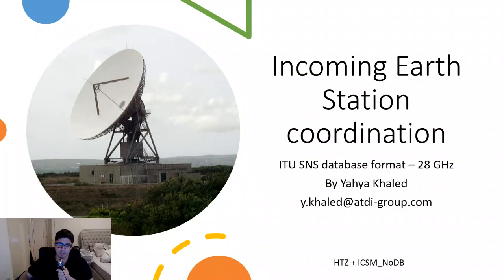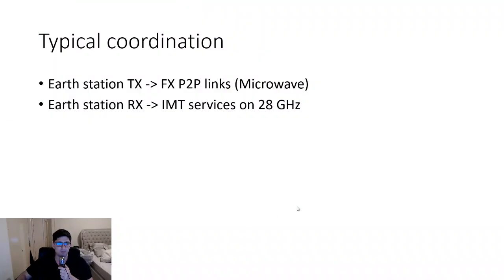So there are usually coordinations on the 28 gigahertz earth stations. Usually you've got two concerns depending on what you have deployed in your country. For example, we know some microwaves operating on that millimetric wave. So that would be coordination between the earth station transmission part and the microwave links RX part.